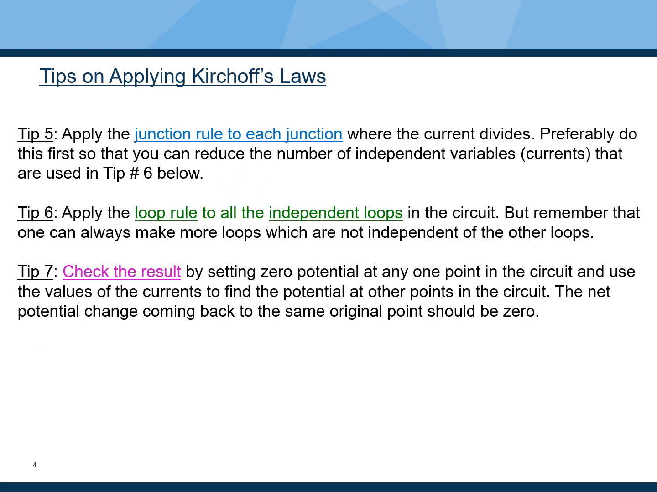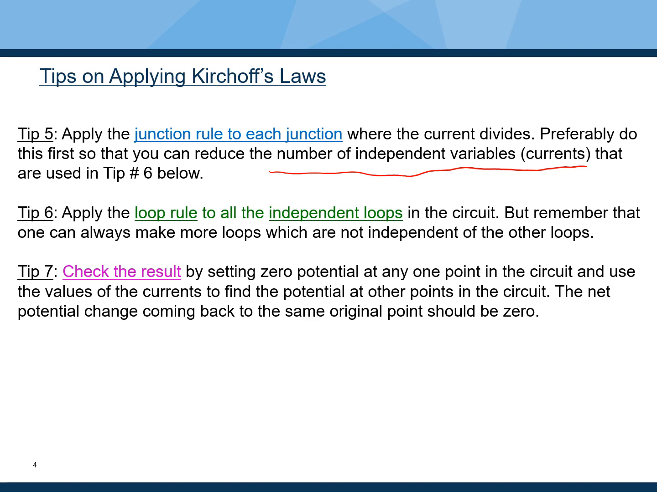Tip number 5 says, apply the junction rule to each junction and simplify your problem as much as you humanly can, because you essentially want to do the problem with the least number of independent variables, namely currents, in each loop.